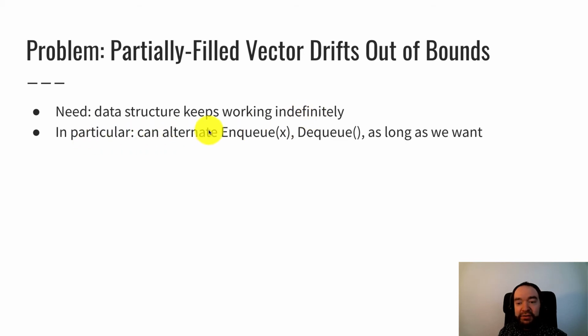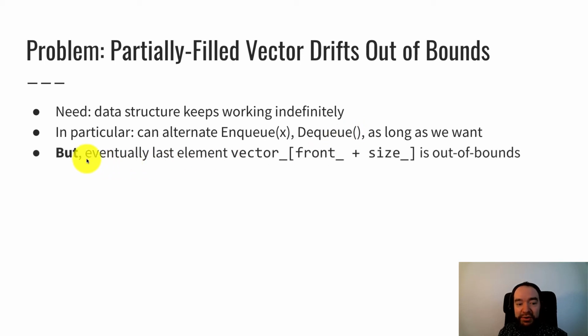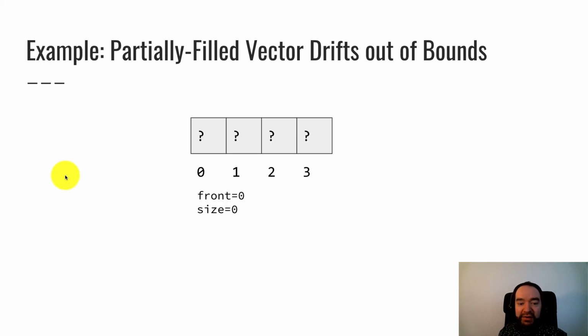In particular, what we want is that we can do NQ and DQ as long as we want. So that's the way that a queue works. If you think of a line at a grocery store, all day people are going to the back of the line and being removed from the front of the line, and we want that to work. We want to maybe have 1,000 events of add to the back, remove from the front. That should work. But the way that this code works right now, eventually that last element will go out of bounds. We have an array out of bounds problem, and I would call this it drifts out of bounds. It's because it kind of gradually moves over to out of bounds.